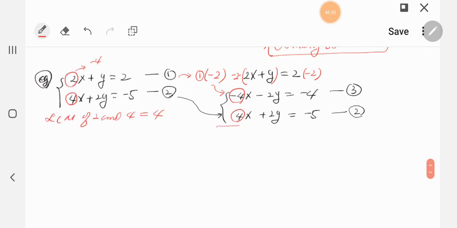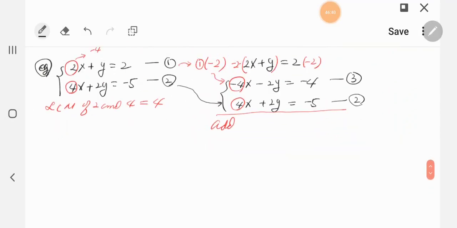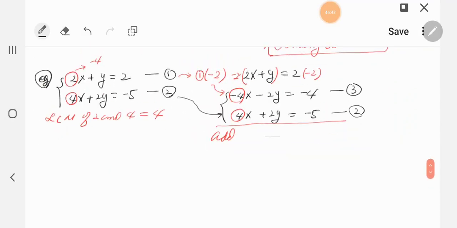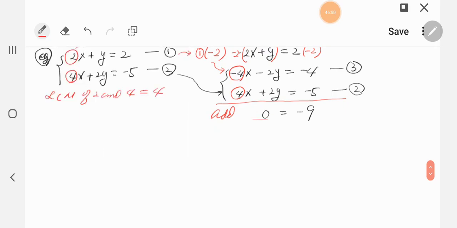So we just add up these two equations. Then we can cancel out the x terms, and even the y terms are canceled. The left-hand side is 0 and the right-hand side is negative 9. Look at this. What's our conclusion? This is a false equation.